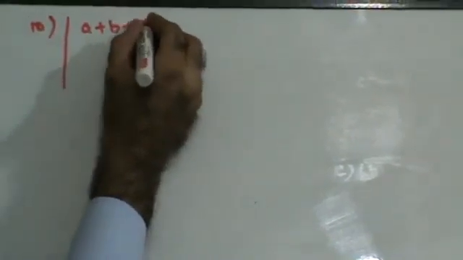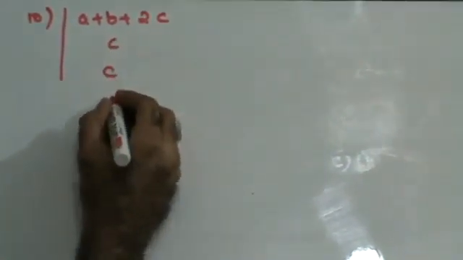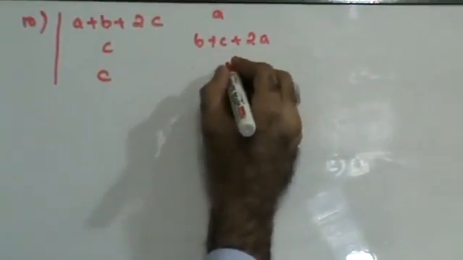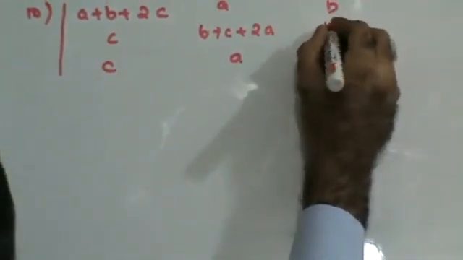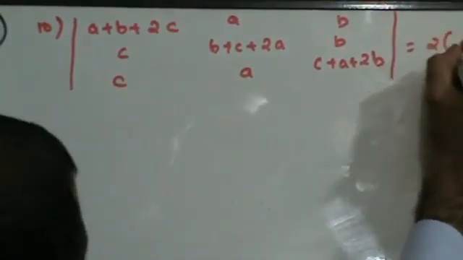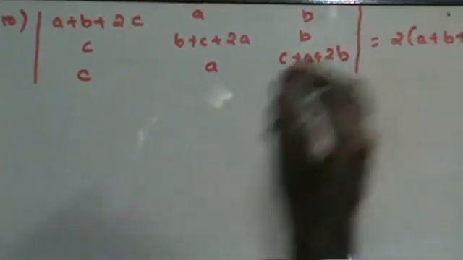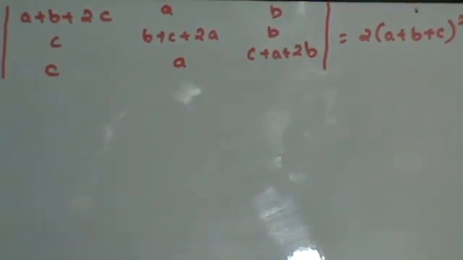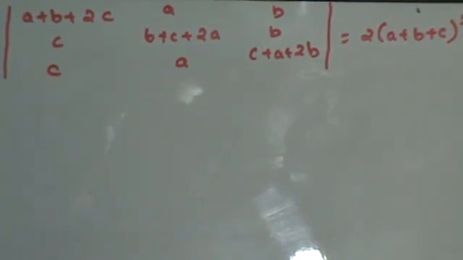Show that the determinant with rows a plus b plus 2c, a, b; c, b plus c plus 2a, b; c, a, c plus a plus 2b is equal to twice a plus b plus c the whole square. I have to prove this. Guys, try to get as many zeros as possible. As soon as you get the sum, first thing you have to think is, how can I get as many zeros as possible? Let me write the LHS first.